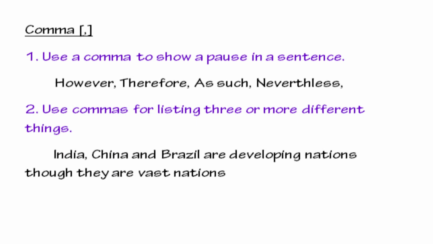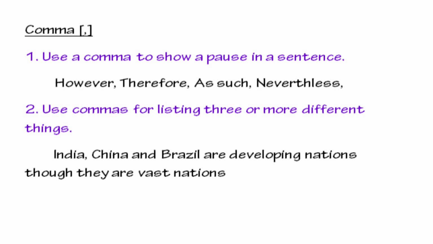The first and the most important one is use of a comma. How to use a comma? So let's see. The first one is use a comma to show a pause in a sentence. Say for example, if you're using some linking words like however, therefore, as such, nevertheless, put a comma just after these words. You should use commas when you have to list 3 or more different things.